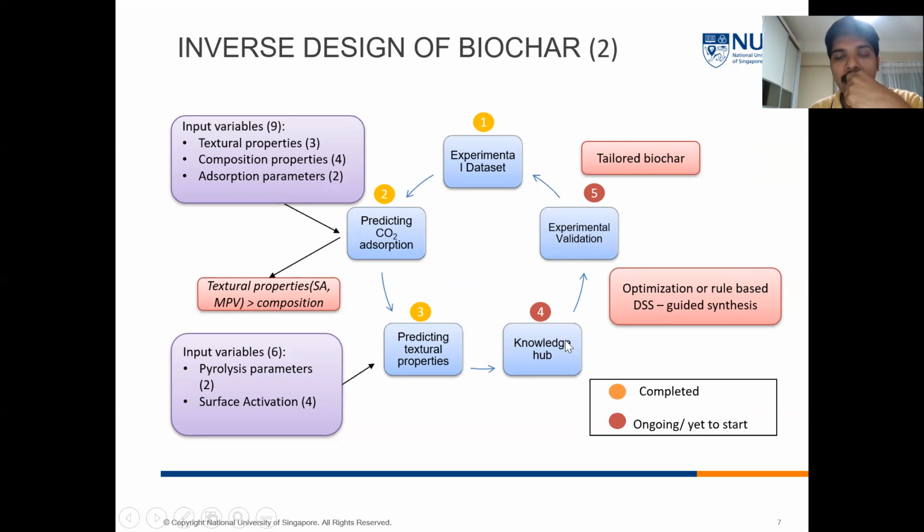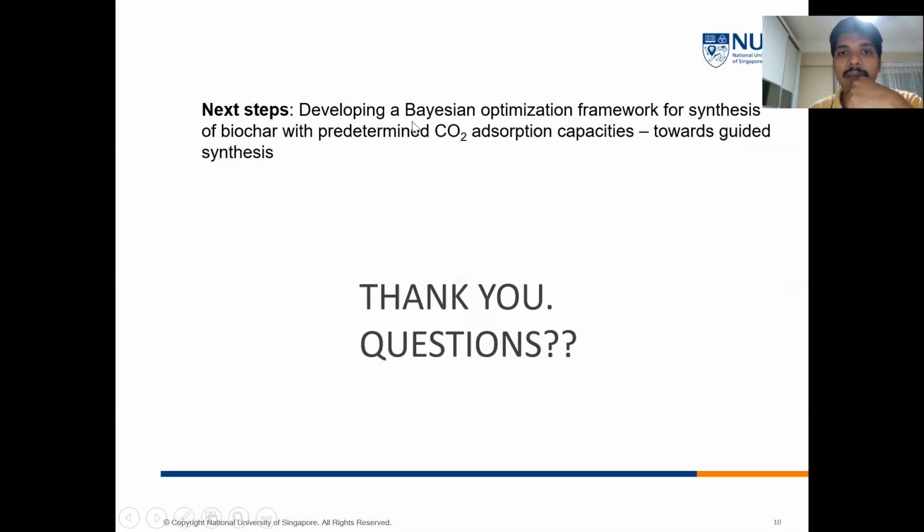And just to add on this step, what we aim to do is to develop a Bayesian optimization framework for the synthesis of biochar. And eventually, the Bayesian optimization rule-based model will be used by our experimental collaborators to help them in their synthesis process.